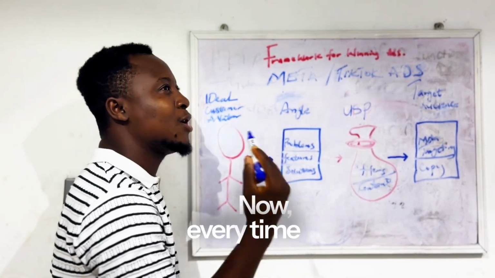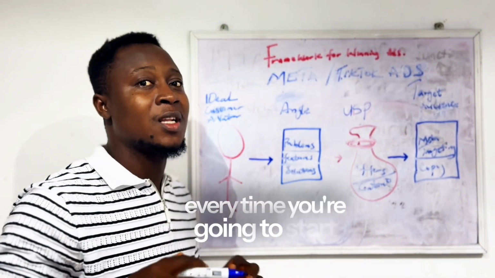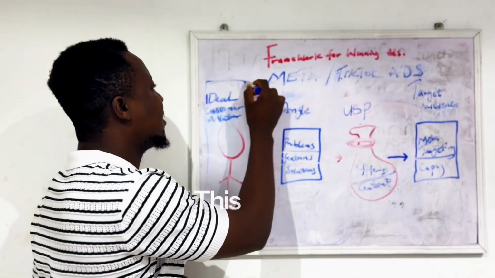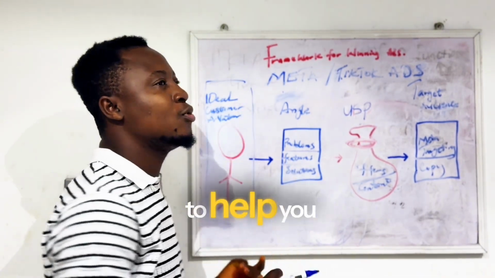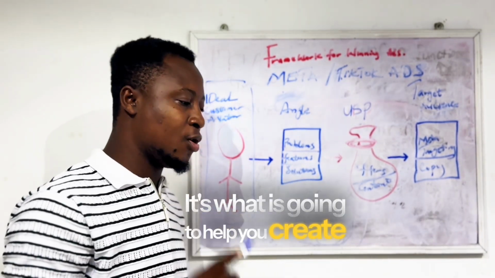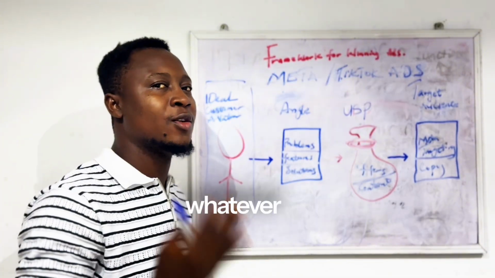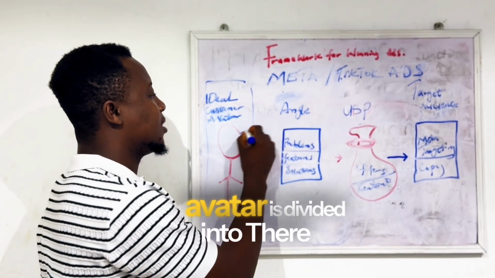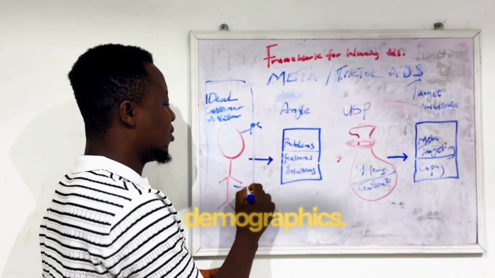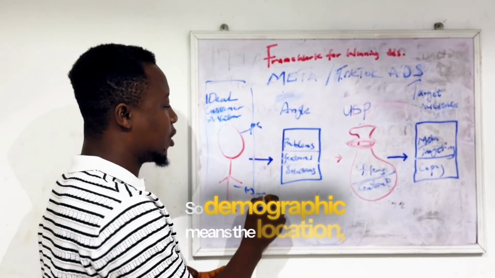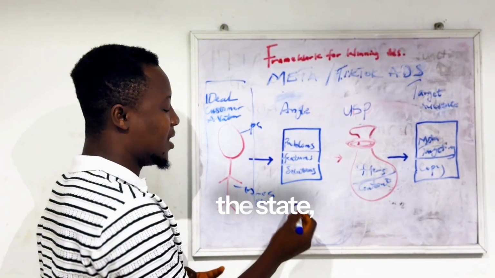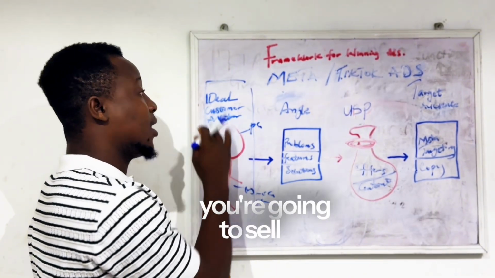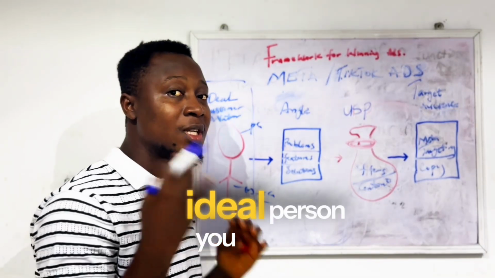Now, every time you are going to sell to any customer, every time you're going to start a marketing campaign, you need to understand your ideal customer avatar. This is what is going to help you do your targeting, create your offer, and whatever you're going to do. Your ideal customer avatar is divided into two: the psychographics and the demographics. Demographics means the location, the state, some of those things that concern the person you're going to sell to. Your ideal customer avatar is the ideal person you intend to sell to.